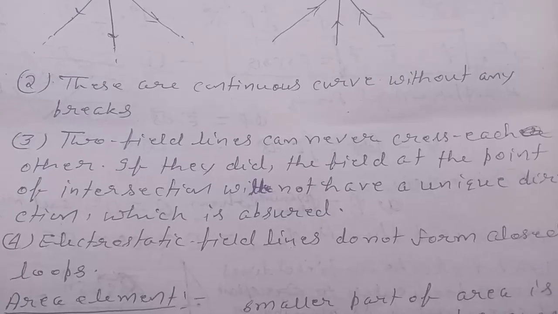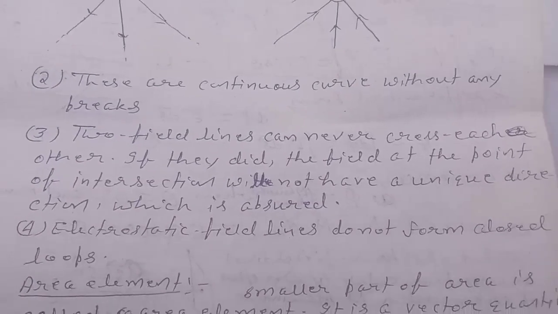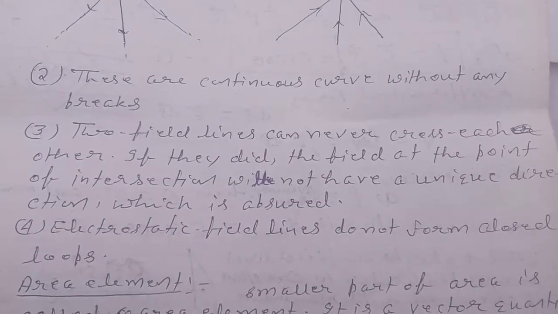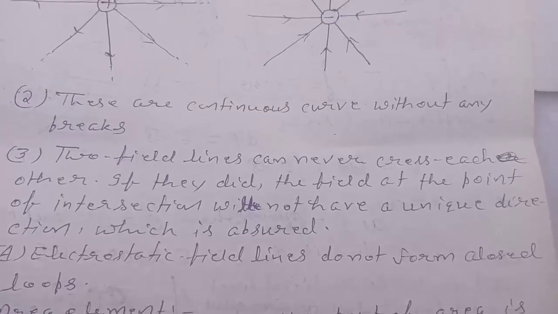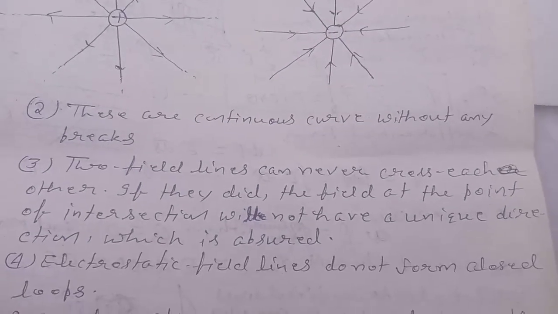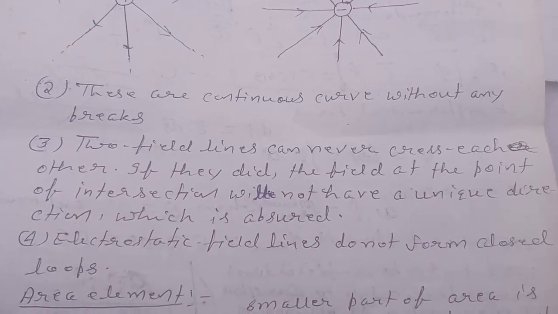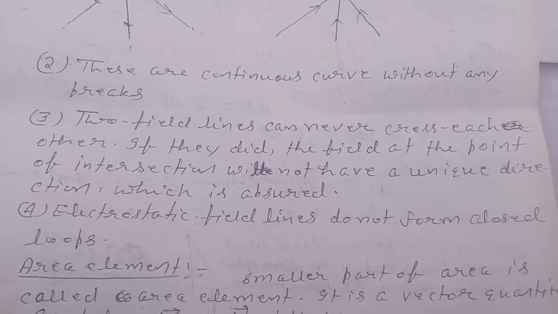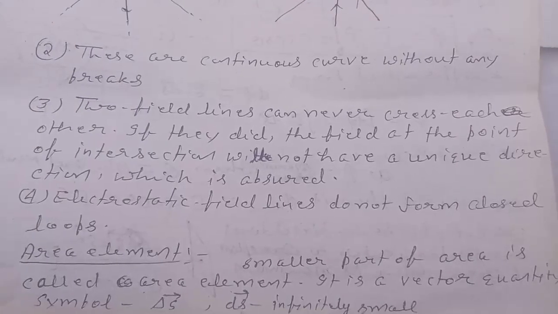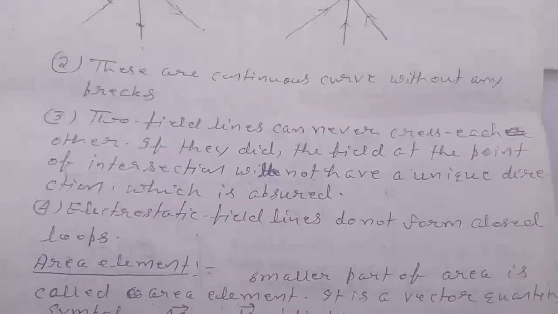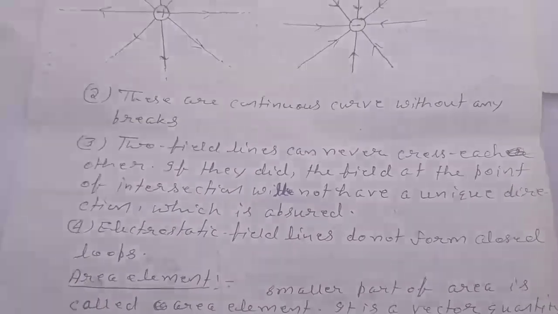Third, two field lines can never cross each other. If they did, the field at the point of intersection would not have a unique direction, which is absurd. Fourth, electrostatic field lines do not form closed loops.